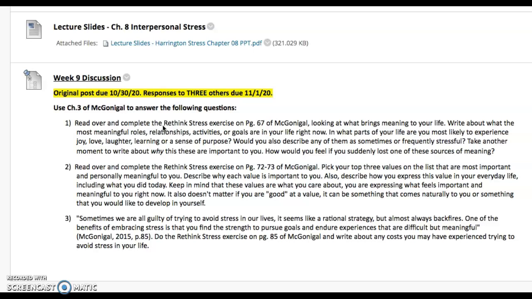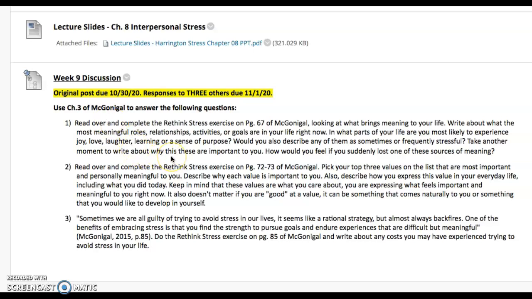The topic of the week's chapter in the Harrington text is interpersonal stress, and it does play along nicely with this chapter specifically of the McGonigal book. They don't always do that. Sometimes they map on to one another well, and sometimes not as well. But I think reading the chapter in the Harrington text would be great to do before you read this one. It will help provide a little bit more context for understanding some of the concepts.